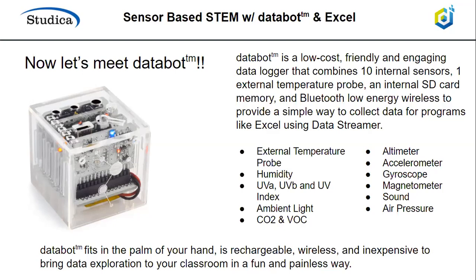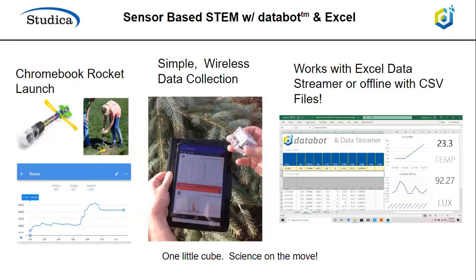You can't tell the scale there, but that actually fits in the palm of your hand. It's 1.67 inches on a side, so it's very small, portable, and pretty friendly too. It's clear and has really bright lights and some really cool stuff about it that makes it fun for physical computing as well. Here are a couple of quick examples of using Databot.